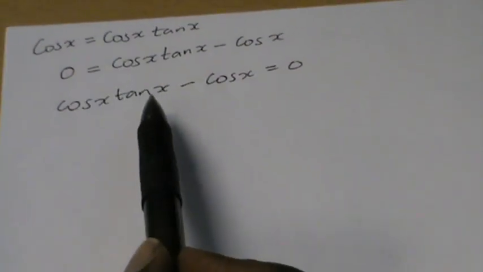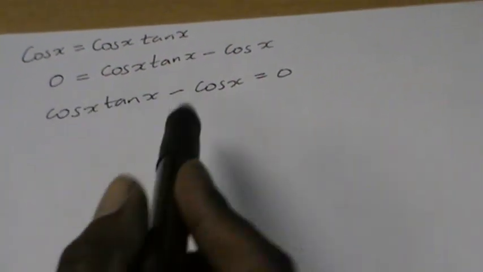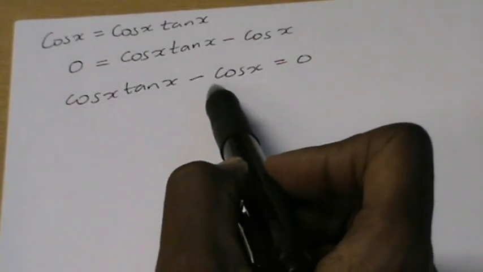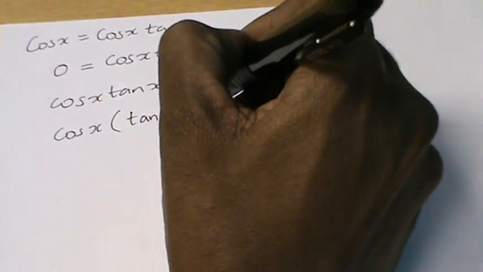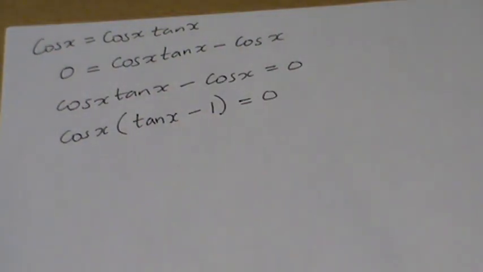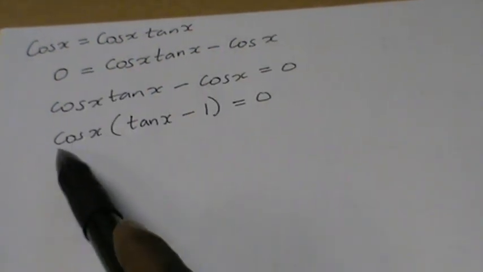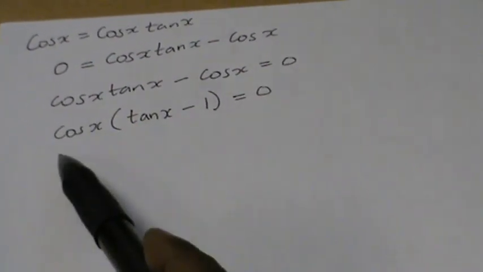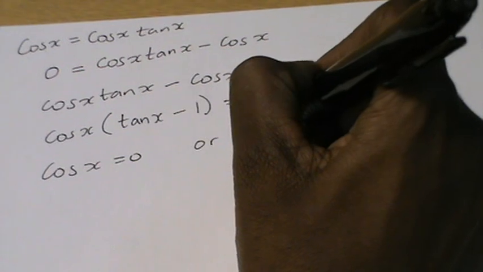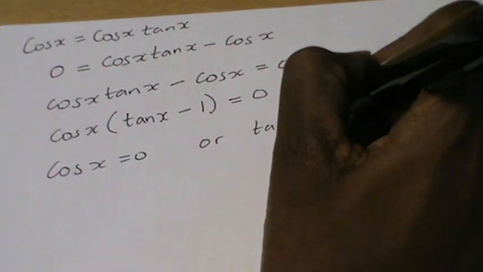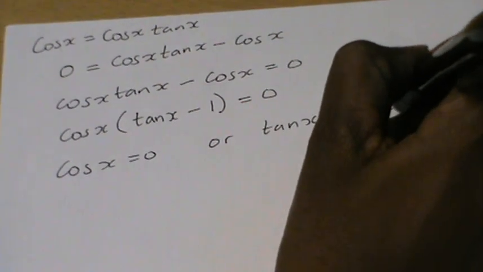Then from here I factorize cos x, because I can see this term has cos x, and that term has cos x, so I can factorize it. When I factorize cos x out, I have cos x times tan x minus 1 is equal to 0. Then you need to remember, when I have two terms multiplying and the answer is 0, it means the first one is equal to 0, or the second one, tan x minus 1, is equal to 0.